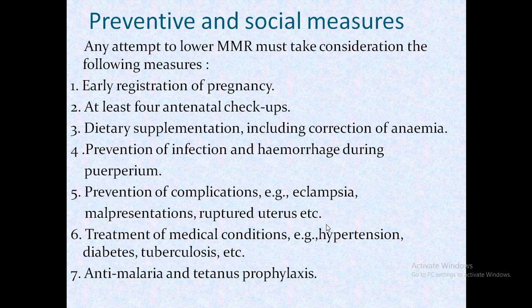What are the preventive and social measures? Any attempt to lower maternal mortality must take into consideration the following measures. As I already discussed, the importance of complete antenatal, intranatal and postnatal care and services which we are rendering in all these stages can reduce the maternal mortality rate. Already we discussed the importance of these factors: early registration of pregnancy, at least 4 antenatal checkups, dietary supplementation including correction of anemia, how much extra calories and how much extra protein is required. All these things we need to fulfill.